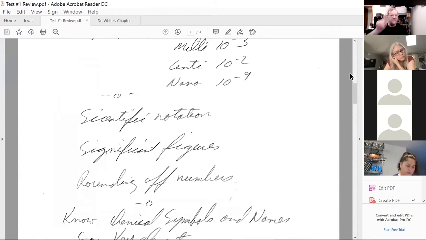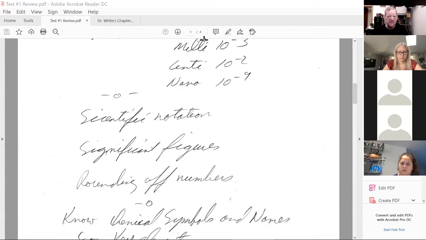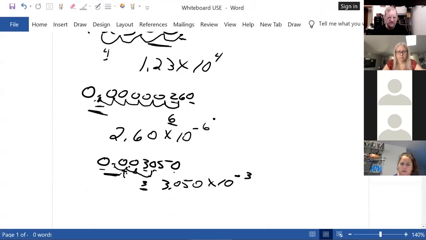And if you don't, I'll take off 1 point. If it's a 4-point problem and you did it right, but you didn't round off the proper significant figures, I take off 1 point. So let's look at significant figures and rounding off numbers and doing some math. We already did the problem set, but I'll do a quick review.